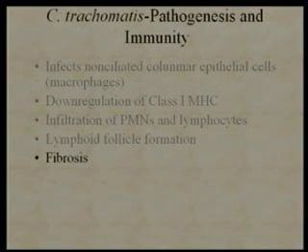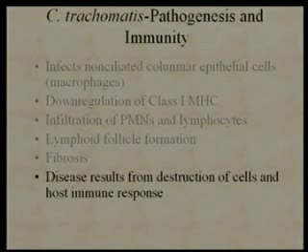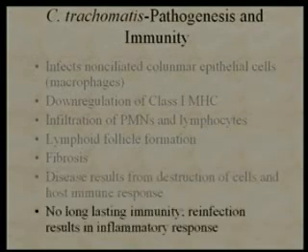And these cells, of course, are dying, and as the infection progresses, you get damage to the tissue, and then there's also scarring of the tissue, fibrosis of the tissue. So what you see in these infections are lymphoid follicle formations coupled with a lot of fibrosis. And the disease results then from the actual destruction of the cells, as well as that immune response to those infected cells. But there's no long-lasting immunity to these infections.